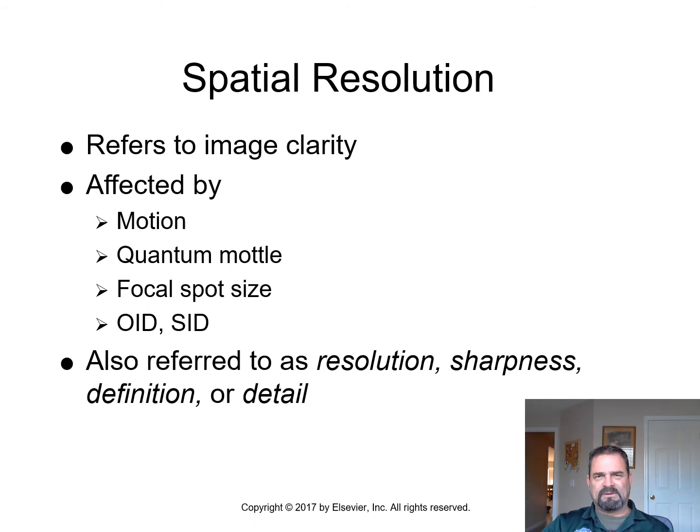All right, so spatial resolution refers to the image clarity, which is affected by motion. We also have quantum mottle, which is a grainy, spotty type of image. Then also the focal spot, small or large size, the OID, which is the object image receptor distance, and of course the SID, source image distance. It also is referred to as resolution, sharpness, definition, or detail. So let's discuss each one of these in a little bit of detail here.